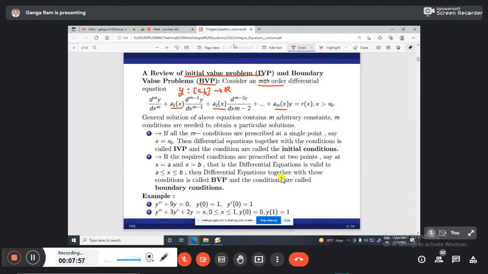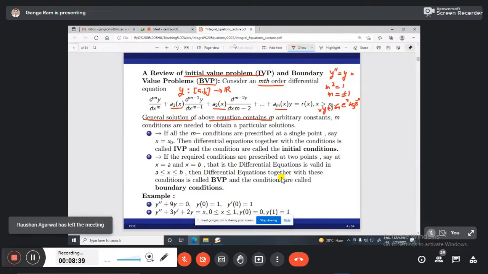Do you agree? For the general solution of an mth order differential equation, suppose I take y double prime equal to y. Its solution: m squared equals 1, so m equals plus or minus 1, then the solution will be y(x) = c1 e^x + c2 e^(-x). So basically it is the general solution of this differential equation.